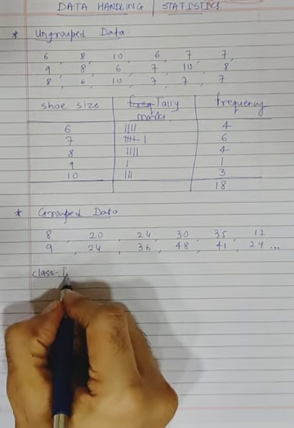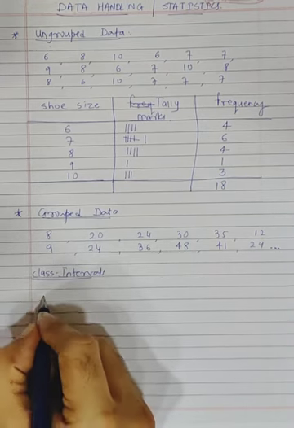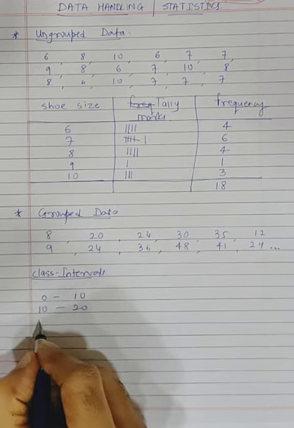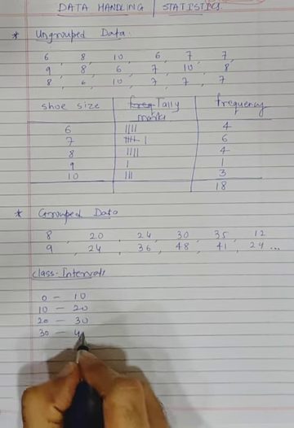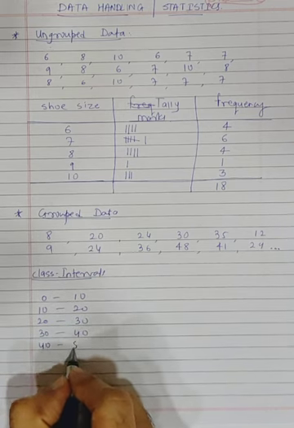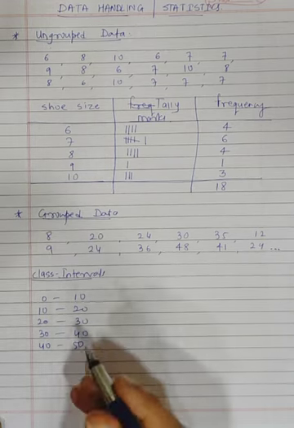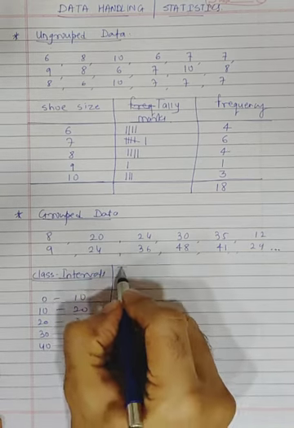What are they called? Class intervals. Basically you make intervals. So you make an interval that's 0 to 10, 10 to 20, 20 to 30, 30 to 40, and then from 40 to 50. These are called class intervals. Okay, these are the class intervals. Then what we'll do in the next column is the tally marks.